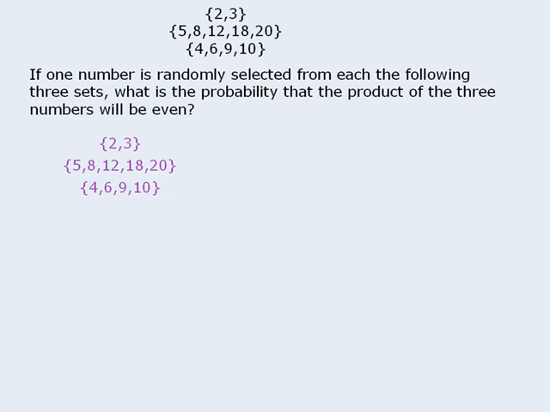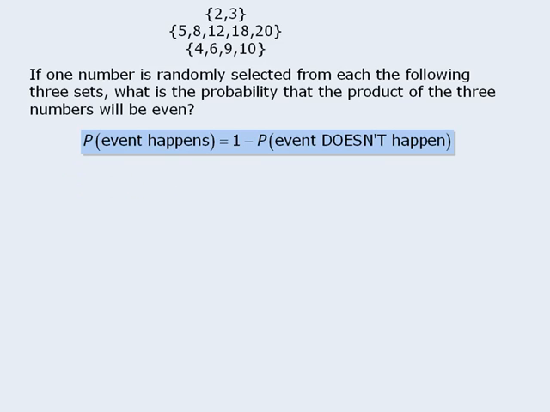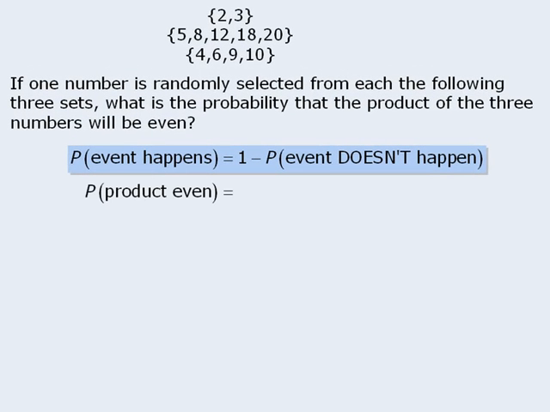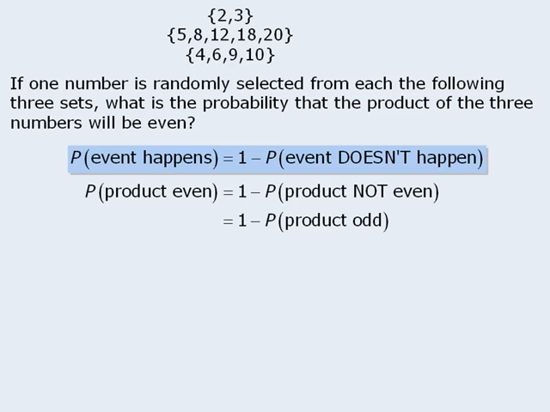Now, in how many different ways can we select 3 numbers such that the product of the 3 numbers is odd? Well, for this to happen, all 3 of our numbers must be odd. Since each set has only one odd number, there is only one selection where the product is odd. So given this, we're going to use complements to solve this question. So the probability that the product is even will be equal to 1 minus the probability that the product is not even. In other words, the probability that the product is odd.